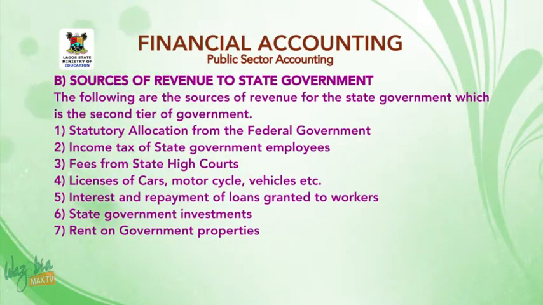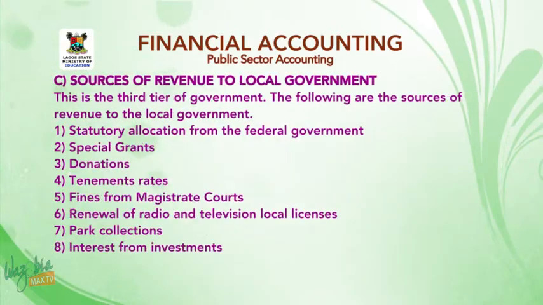4. Licenses of cars, motor cycles, vehicles, etc. 5. Interest and repayment of loans granted to workers. 6. State government investments. 7. Rent on government properties.